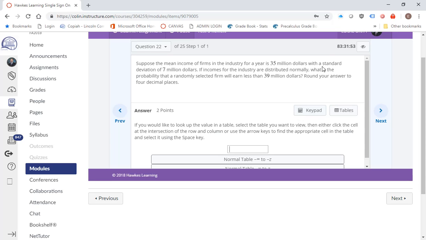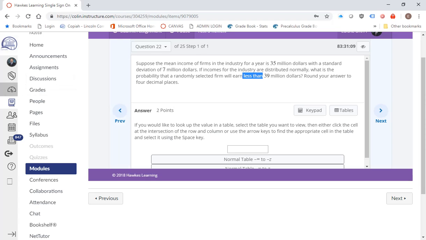Alright, this problem is exactly the same. It tells us the mean income of firms in the industry for a year is $35 million with a standard deviation of $7 million. If incomes for the industry are distributed normally, what is the probability that a randomly selected firm will earn less than $39 million? So, of course, we need $35 million. That's going to be our mean. $7 million is our standard deviation. $39 million is going to be our x, and we're looking for less than. I like less than problems because on those, I can just take the value from the table.